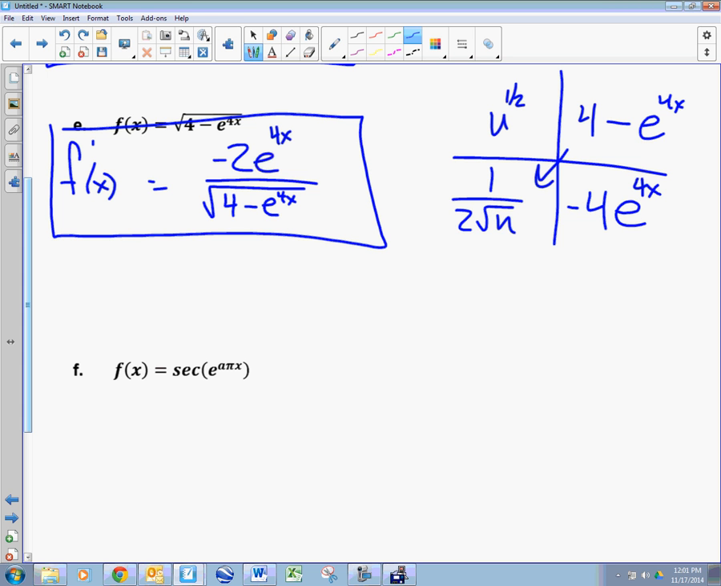1/2 times negative 4 is negative 2. E to the 4x, and then square root of u is in the denominator. There you have it. Good to go? All right.